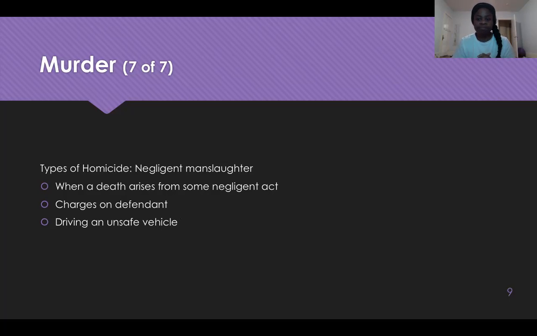Okay, negligent manslaughter is an unintentional homicide charged when a death arises from some negligent act that carries a substantial risk of death to others. Negligent homicide is charged when someone neglects to do something he or she should have rather than does something he or she should not have. So for example, driving an unsafe vehicle that should have been fixed is an example of negligent manslaughter.